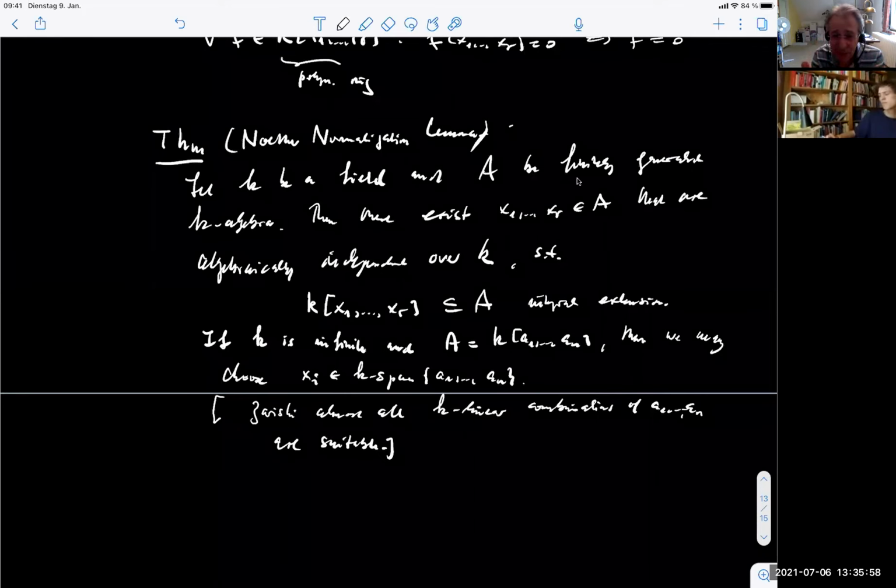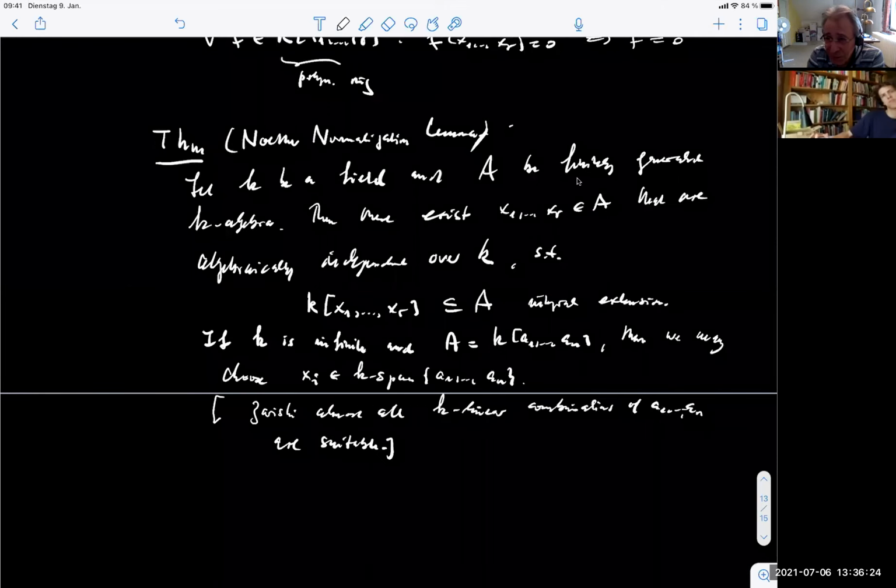If you look at it from the algebraic point of view, I hope it makes a lot of sense. Any finitely generated K algebra, you kind of factor it. First, you extend to a polynomial ring, this is the purely transcendental extension. And then from there, you go to A, that's an integral extension.